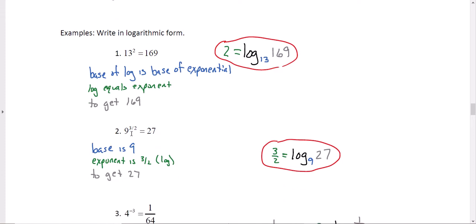Next one. 9 to the 3/2 equals 27. We'll write this as 3/2 is the power, so logarithm, to which I raise 9. 9 is our base of the exponential. 9 is the base of the logarithm in order to get 27. 3/2 is the power. All a log is a power to which I raise 9. So it's our base. It's written a little bit lower. It's like the basement. It's a little bit lower than everything else in the house, to get 27.